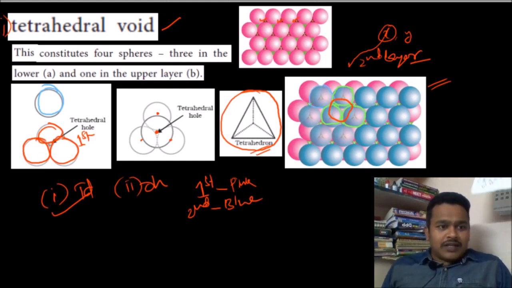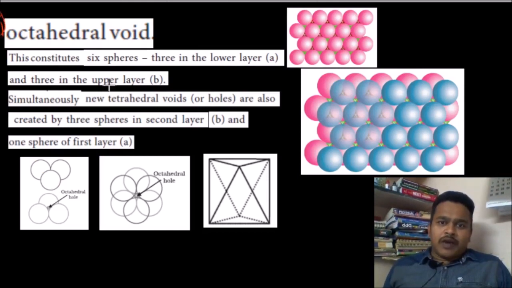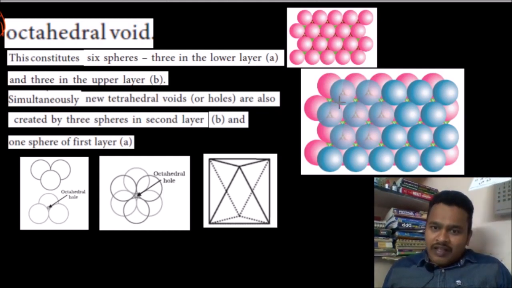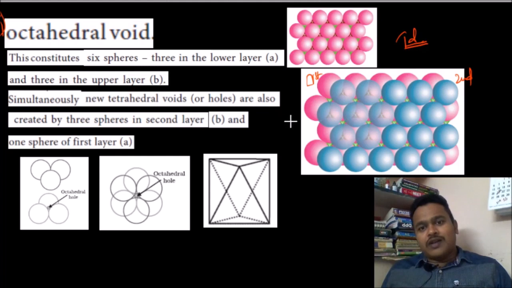After that, we can go for the octahedral void. This is the second void we can observe here. How is it forming? You can observe. This is the first layer, the pink layer, and the blue layer is the second layer. Once the second layer is over, we already discussed tetrahedral voids. Now we are going to learn about octahedral voids.